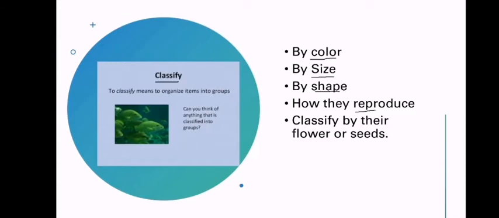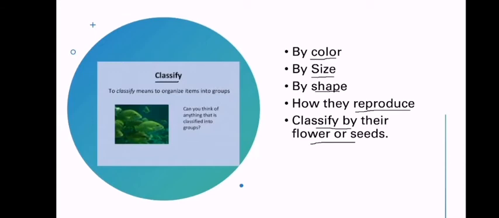Next is how they reproduce. If you talk about animals or people, reproduce means producing offspring, producing children. In plants, we can say it is how new plants grow, or how the older plants produce new plants. You know new plants come from seeds, right? So we have to talk about this. Is it only the seed that grows into new plants or something else? And we classify the plants by their flowers or the seed.